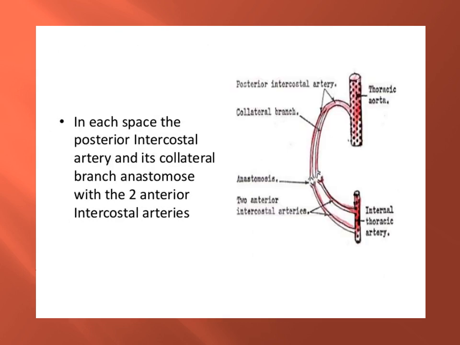In each space, the posterior intercostal artery and its collateral branches anastomose with the two anterior intercostal arteries. Collateral means which runs with it. So these are the two collateral branches which anastomose with the anterior intercostal arteries.